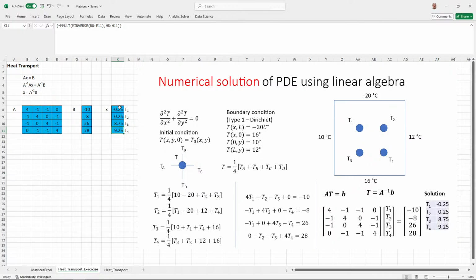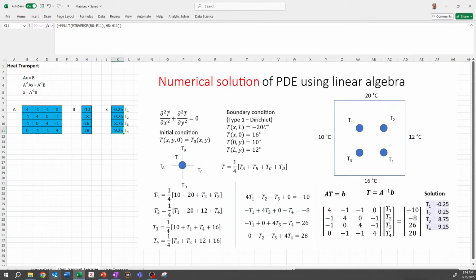So now you look at the answer, see if it makes sense or not. The answer makes perfect sense. Given this boundary condition, I expect this to be the coldest and I expect this to be the warmest. So this is an example.